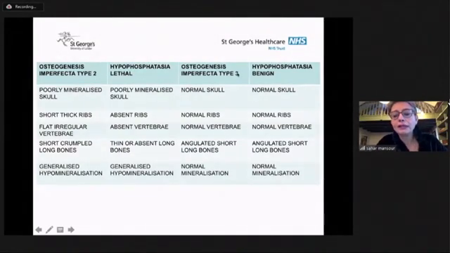In the non-lethal forms, if you look down the list, actually they look identical. It's really, really difficult to tell whether a baby has an OI type 3 or hypophosphatasia, unless, of course, you have a family history of one or the other. So on the scans alone, you will not know.